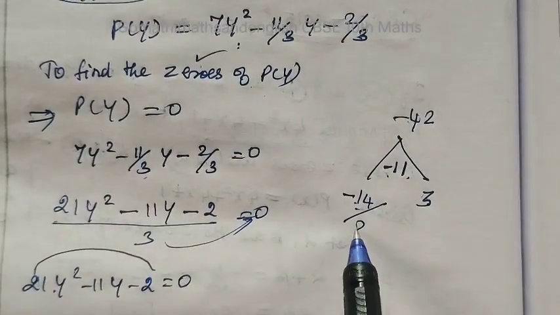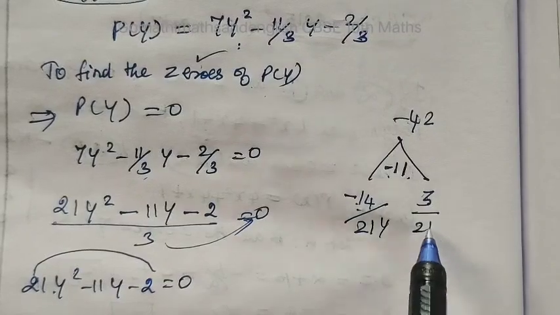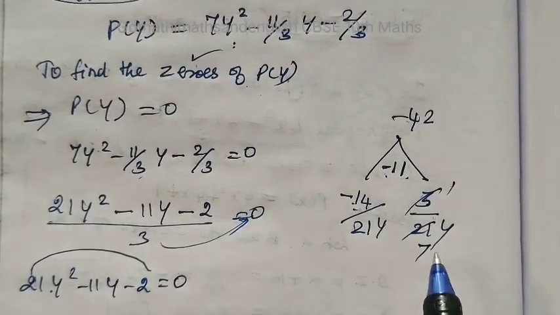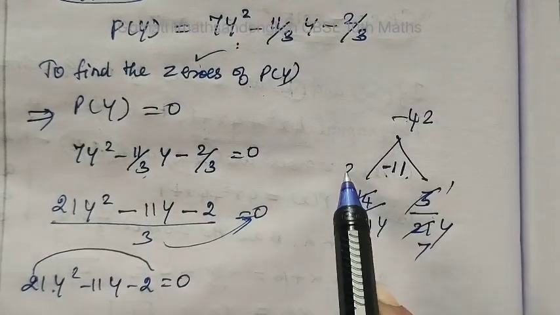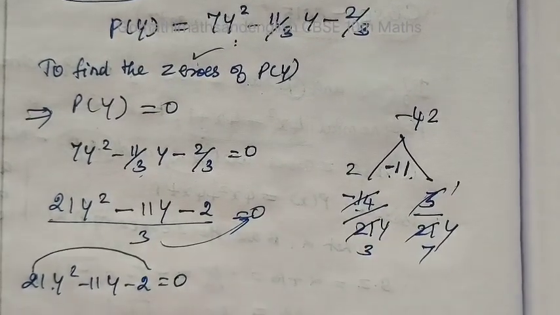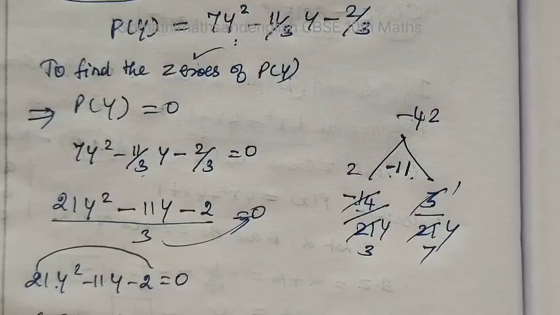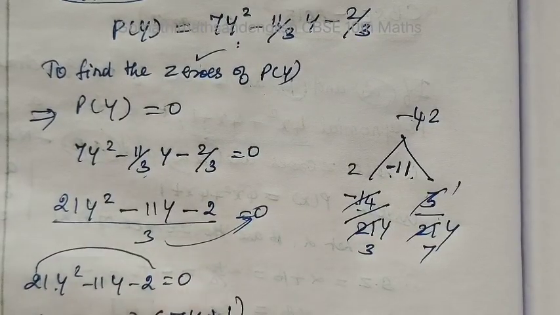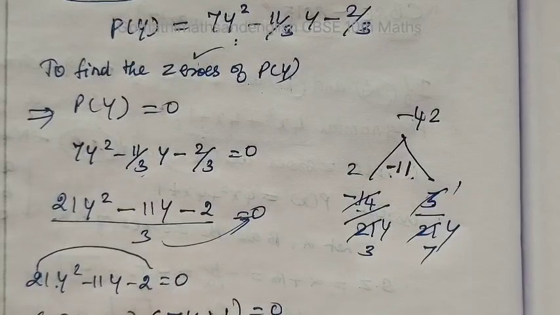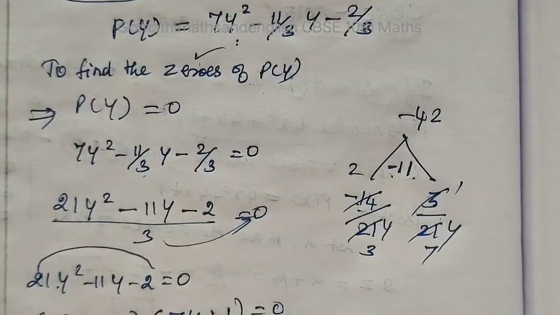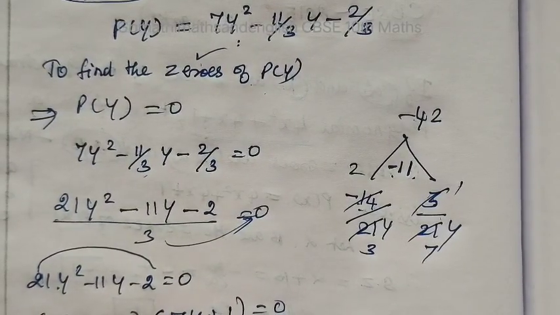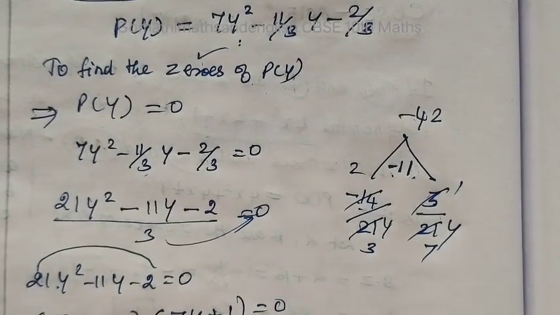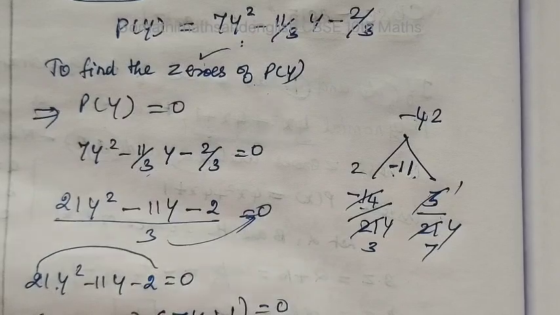Here 21 is there. So 21y, here 21y; you need not even write y. 3 1 time, here 7 times, then 2 times, here 3 times. So 3y minus 2, then 7y plus 1 equal to 0. So which implies y is equal to 2 by 3 and y equal to minus 1 by 7. So they are the zeros.